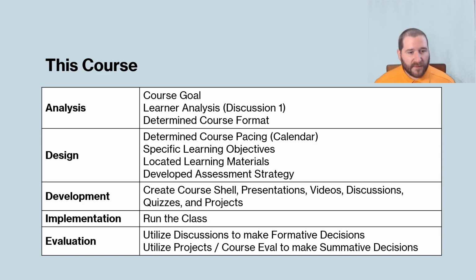In our development phase for this course, I created the course shell, presentations, videos, discussions, quizzes, and projects. Okay, all of those had to be created to run this course, which we're doing now with the implementation phase, right? We're running the class. I'm going to be collecting feedback as I go, checking your discussions, checking your projects, seeing how things are going. And then I'm going to use that information in the evaluation phase to make decisions, right? To make tweaks to the course as we go. Or maybe I'll have to add in a section covering this theory. Or maybe I can cut a section out if you guys have a really good grasp of things.